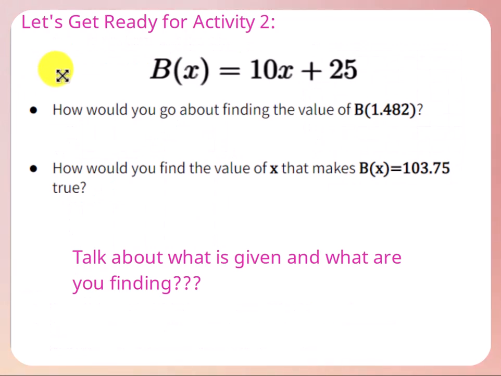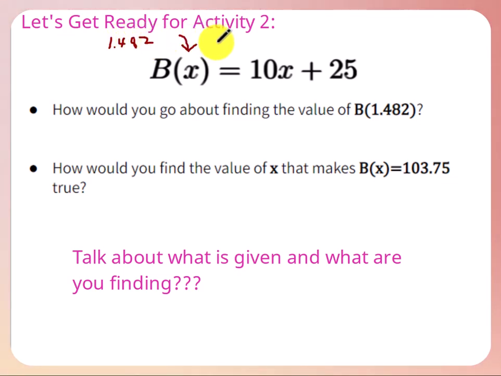Now let's get ready for activity 2. We have b of x equals 10x plus 25. How would you go about finding the value of b of 1.482? So what you do is you're going to substitute x. The input is going to be 1.482.